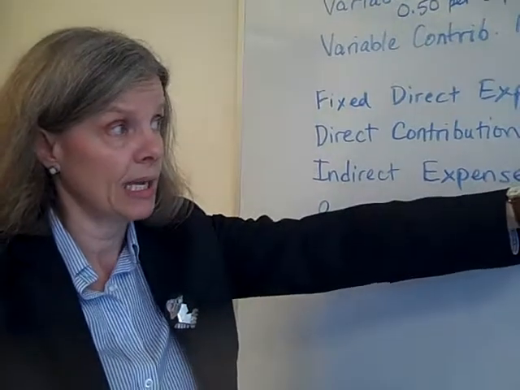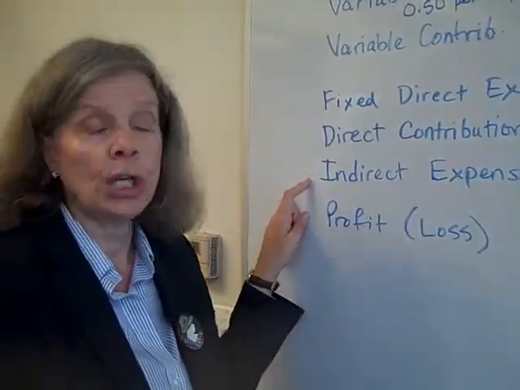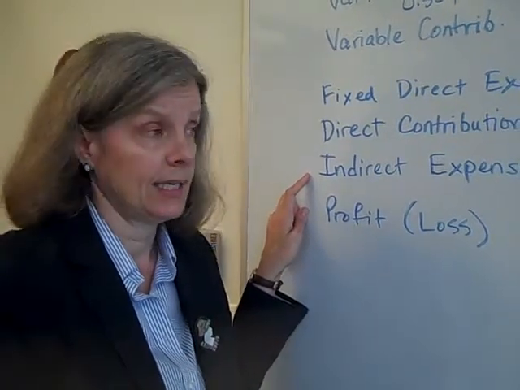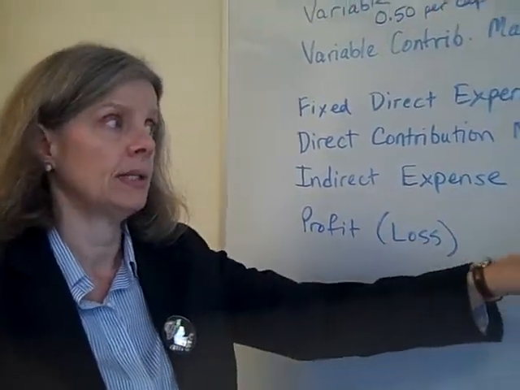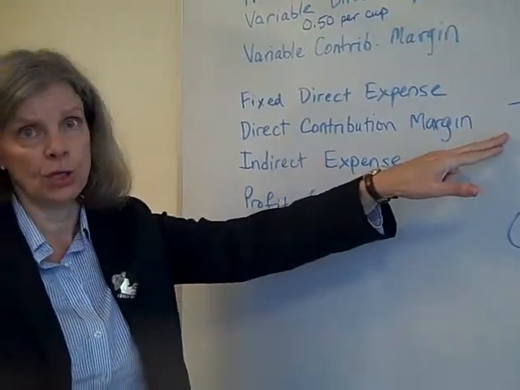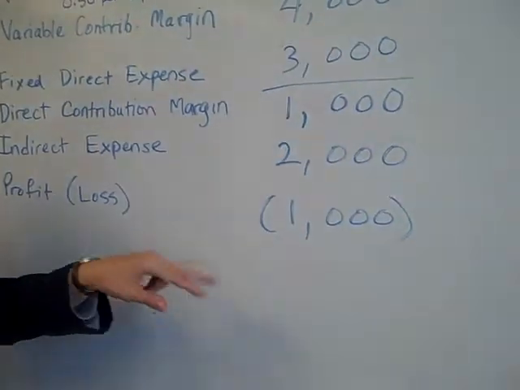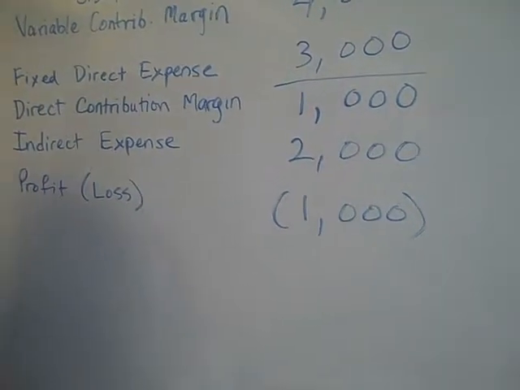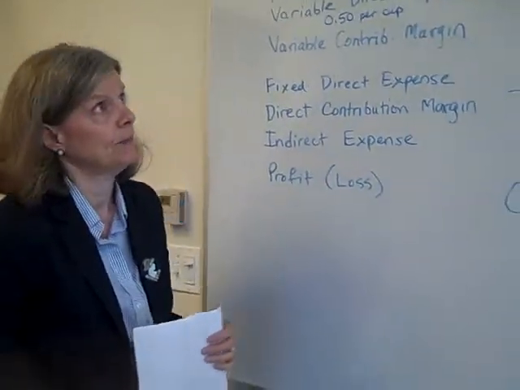And in Lenny's Lemonade, it's a positive number. Then when we subtract our indirect expenses, which is Lenny's salary, we get our loss, because the indirect expense is 2,000 and we only had a contribution of 1,000. So we still have our loss. So let's look now at the two stands. We have Jen and Dan.